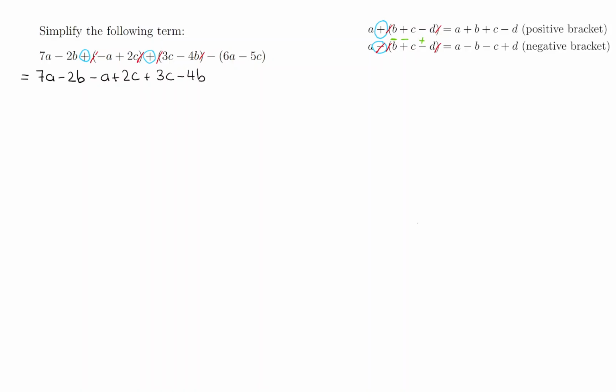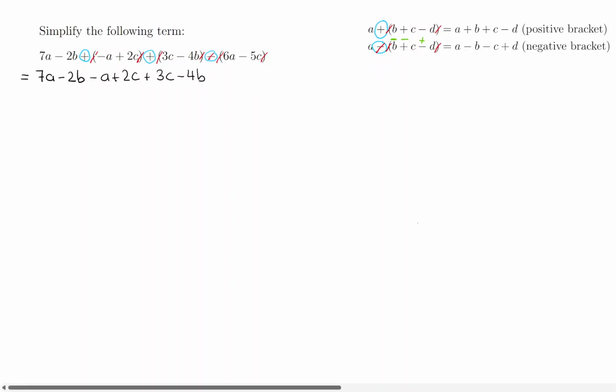Good. And now we continue and we see, okay, here comes a next bracket. But this bracket now has a minus sign in front of it, so we have to look into this one, the negative bracket. How do we do it? We throw away the brackets. Good. And we also throw away our sign. So minus sign also goes away.